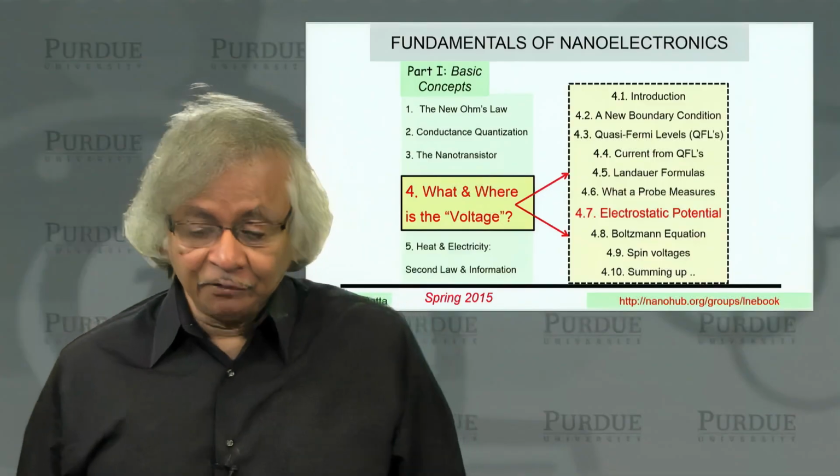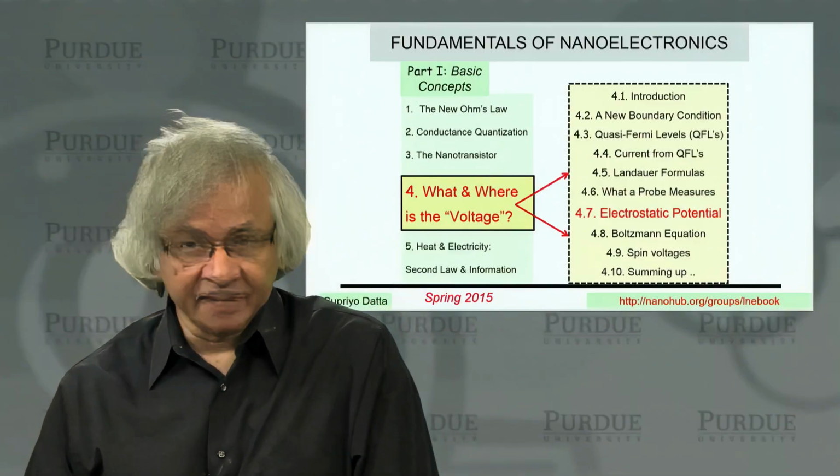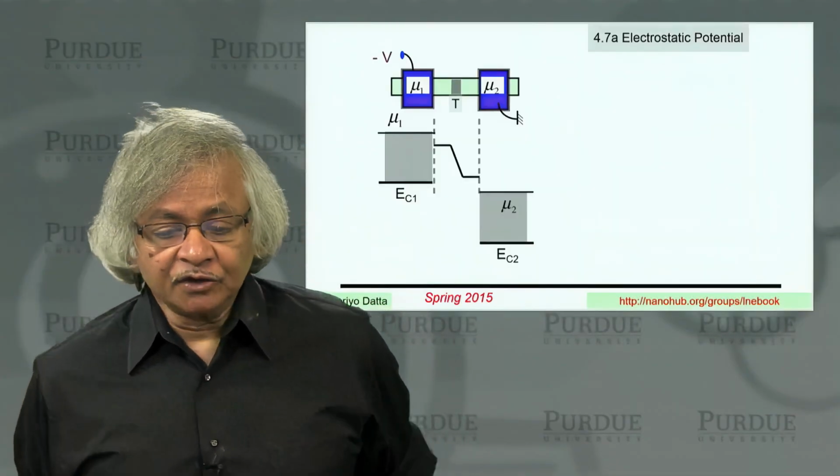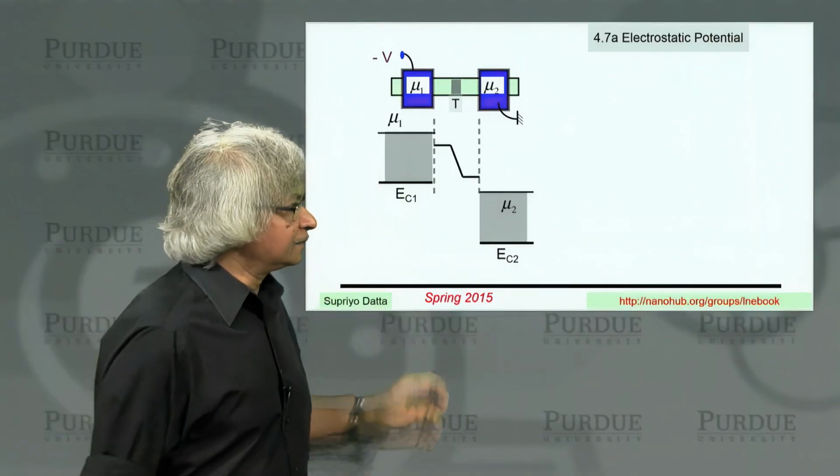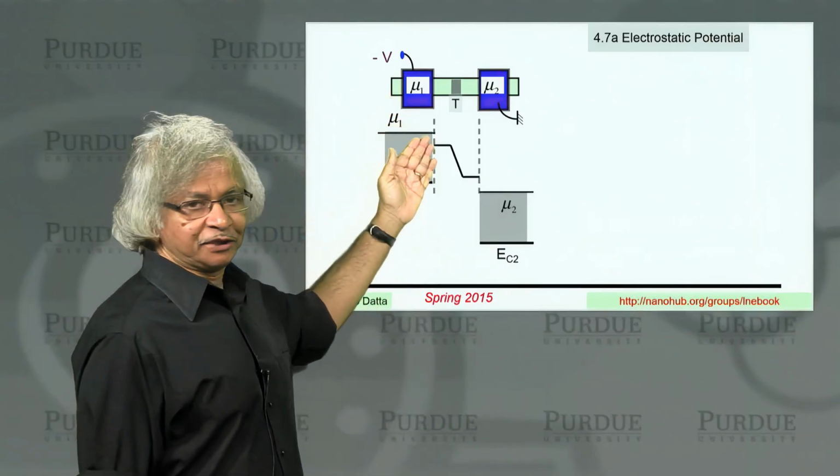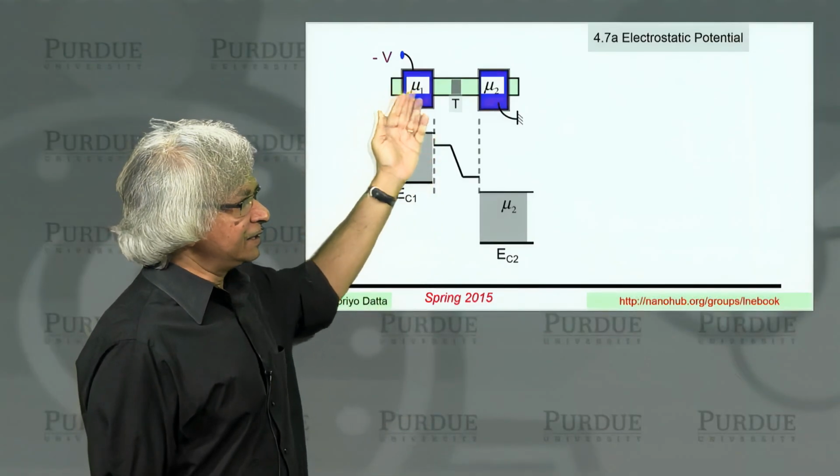Welcome back to Unit 3. This is Lecture 7. So far, we have focused on this electrochemical potential and how it varies inside a device.